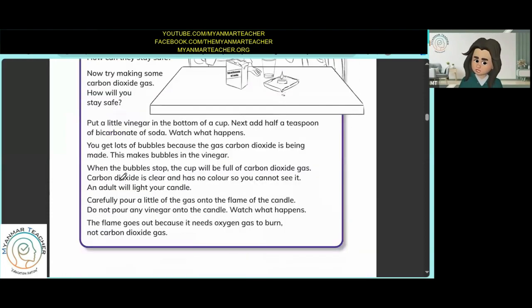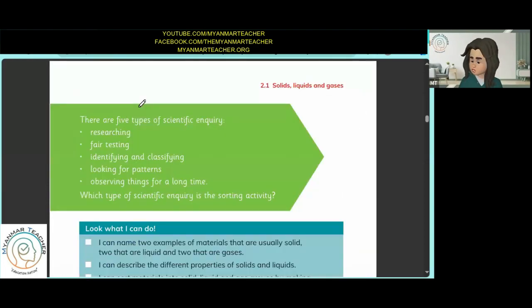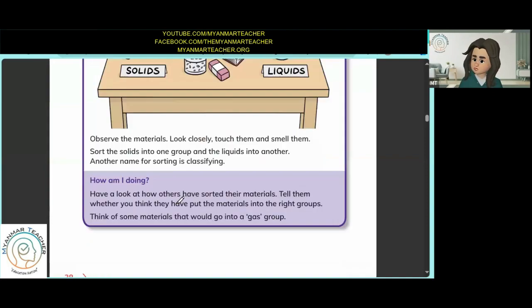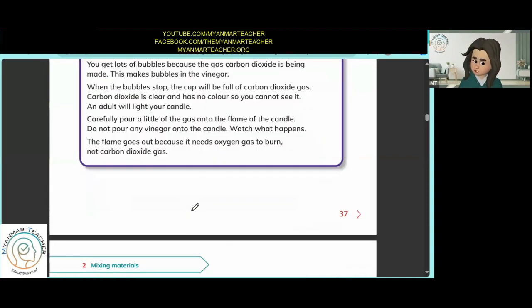Okay, we're going to skip this activity. There are 5 types of scientific inquiry: researching, fair testing, identifying and classifying, looking for patterns, and observing over time. Which type of scientific inquiry is the sorting activity? I'm guessing it's this activity, so we're quickly going to do it.